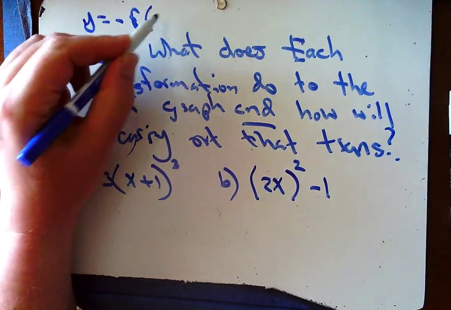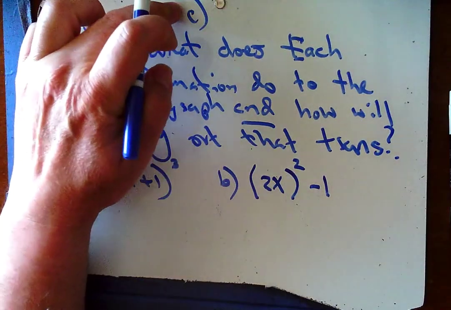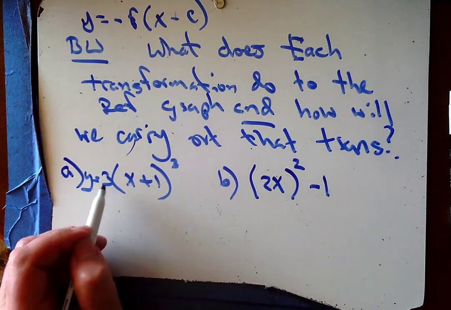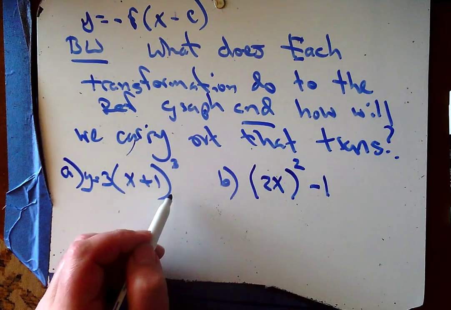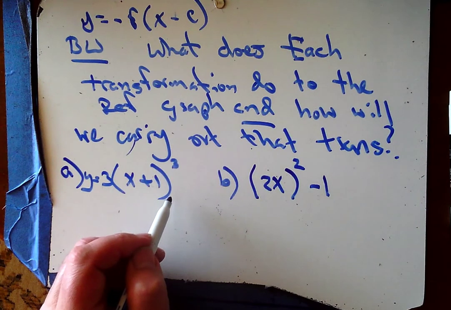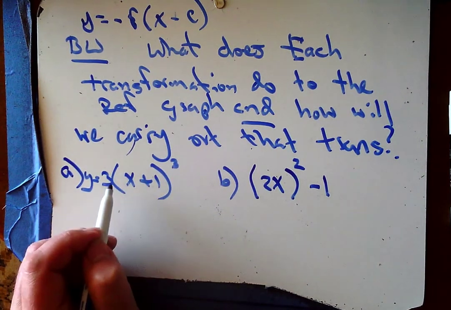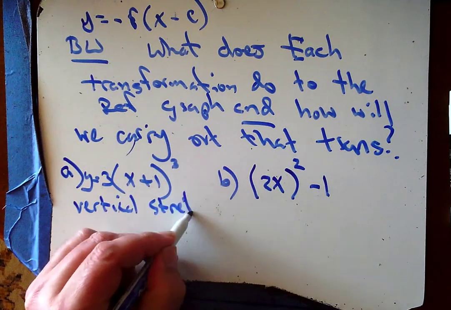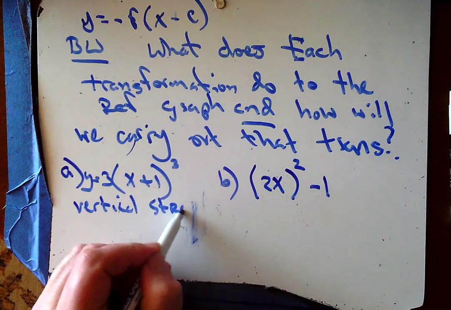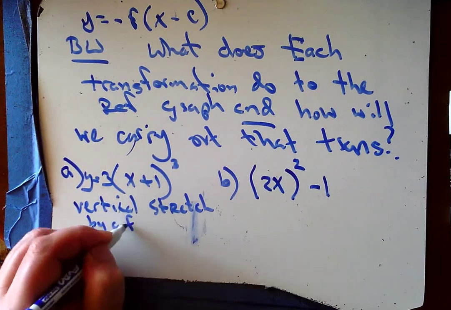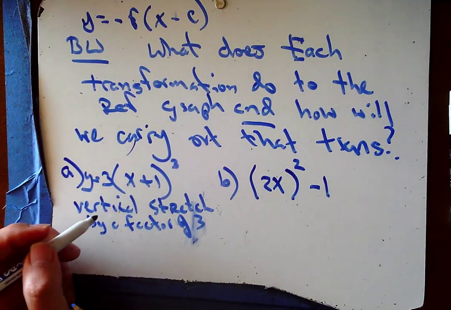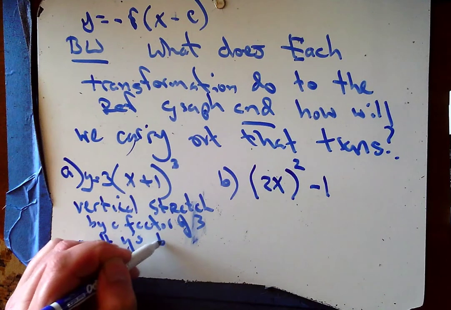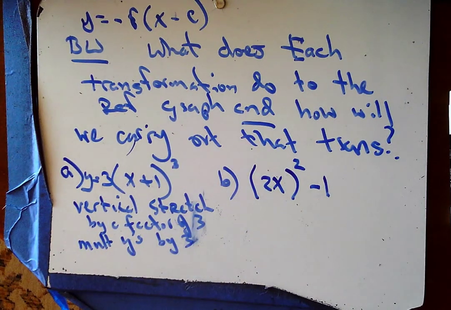Y equals negative f of x minus c. Okay, so this one, I see this is outside the cubing function and this is inside the cubing function. I know this affects y values because it's outside. I know this affects x values because it's inside, and inside is opposite land. I see multiplying by 3. I do multiplying by 3. So this is a vertical stretch by a factor of 3. And I'm going to carry that out by multiplying the y's by 3. And when I say the y's, I mean the reference point y's.